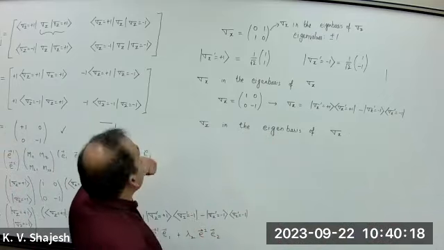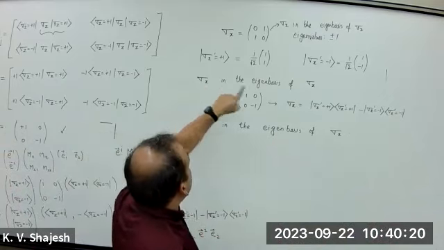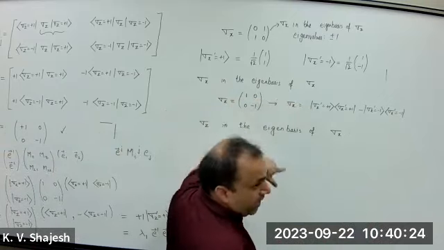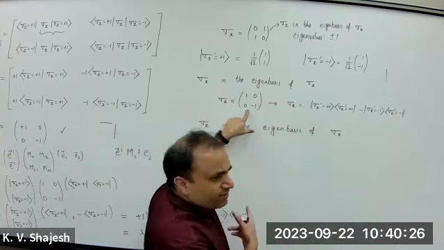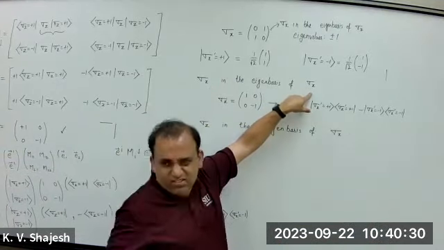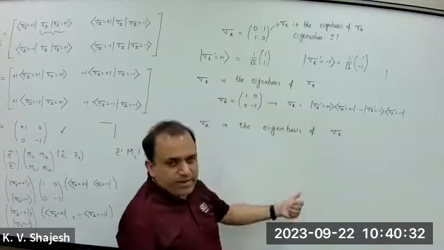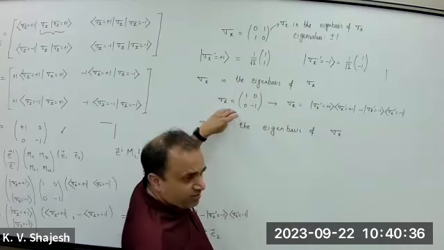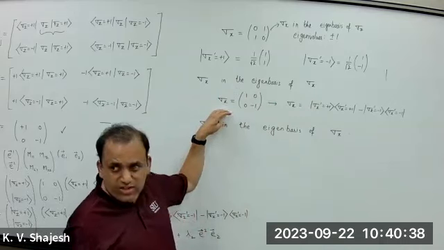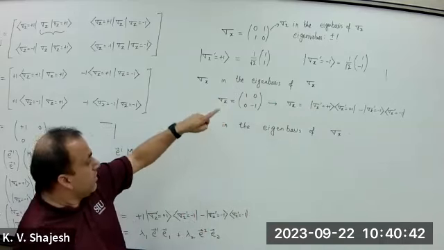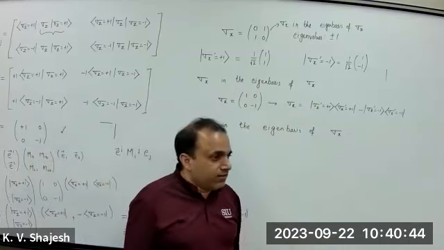Sigma x in the eigenbasis of sigma x will be diagonal. Usually this is sigma z. But sigma x in the eigenbasis of sigma x, that's a trivial one. That will always be diagonal. Is that clear? This is not a mistake. Usually this is sigma z. In the eigenbasis of sigma x, it is diagonal.